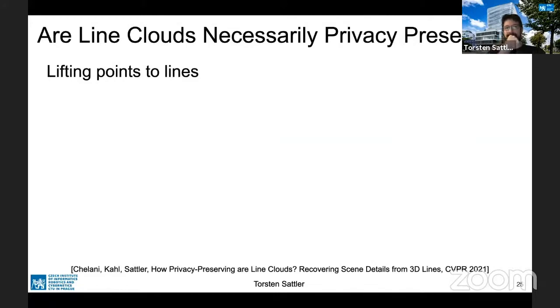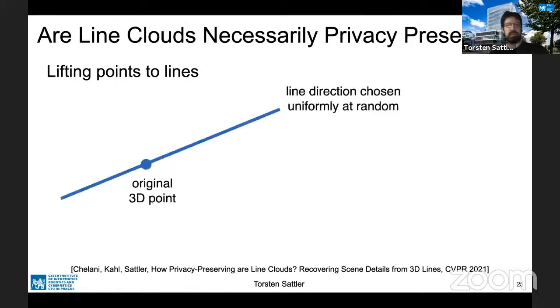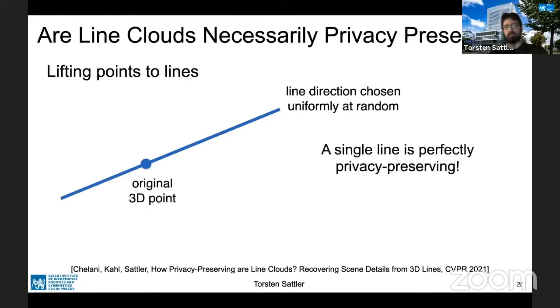So let's quickly look into a bit of technicalities. What this approach that I showed before does is it takes a 3D point, it randomly chooses a line direction uniformly at random from the unit sphere, and then throws away the original 3D point. So you essentially add 1 degree of freedom, meaning the point can be anywhere on this line. And if you only look at the single line, this is perfectly privacy preserved because you have no idea where the 3D point is. The problem is we have actually many lines, and this gives you information about the scene structure.